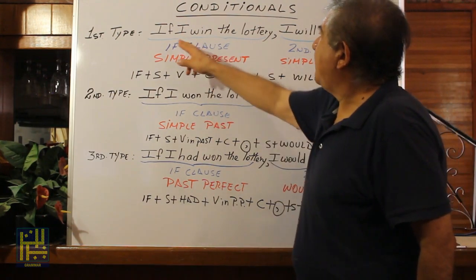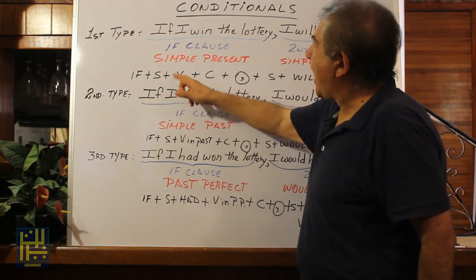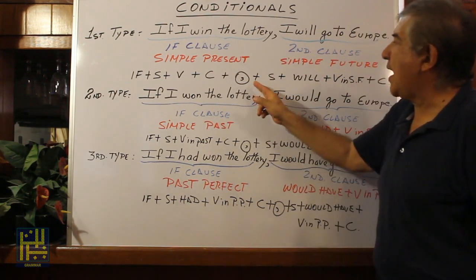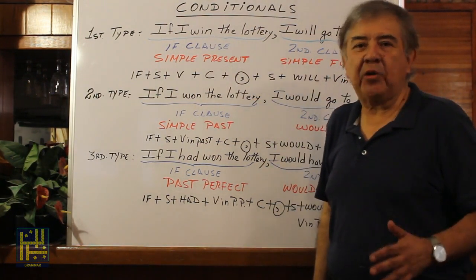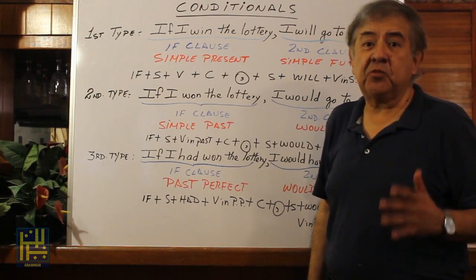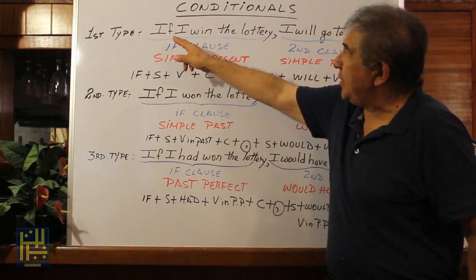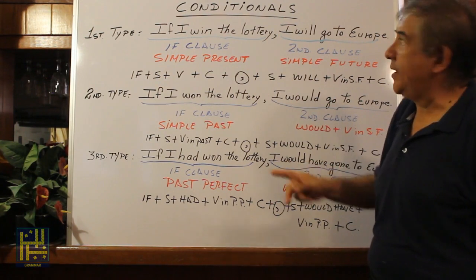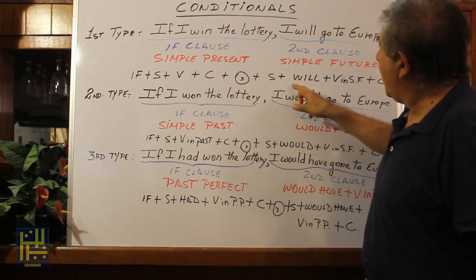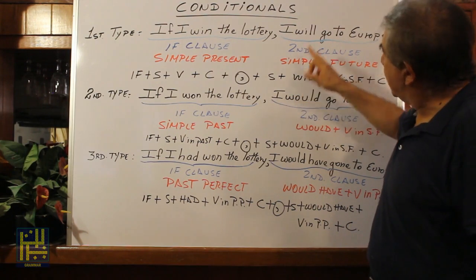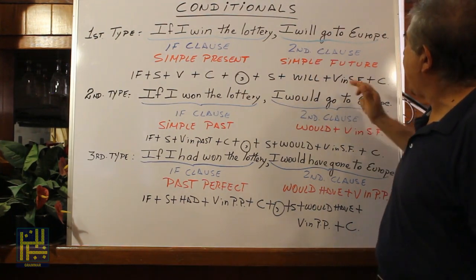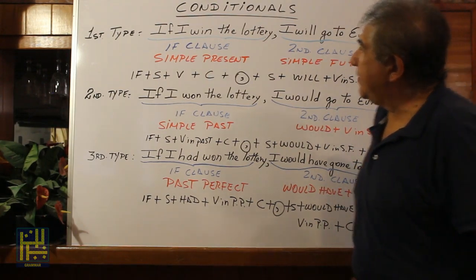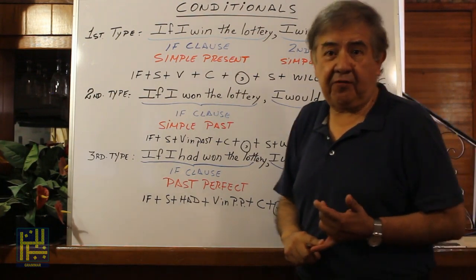So, if I win the lottery: the subject I, the verb win, the complement the lottery. And then we have a comma. The comma is very important between these two clauses, especially because when we start the sentence with the if clause, immediately before the second clause, we have to use the comma. So in this case, the comma plus subject I, the auxiliary will for the future, and the complement to Europe. I will go to Europe. This is the structure for the first type of conditionals.